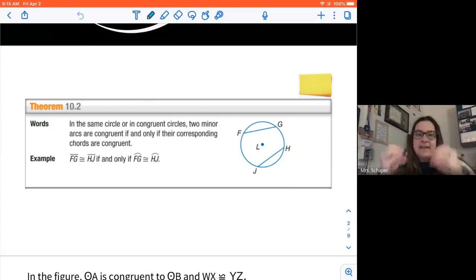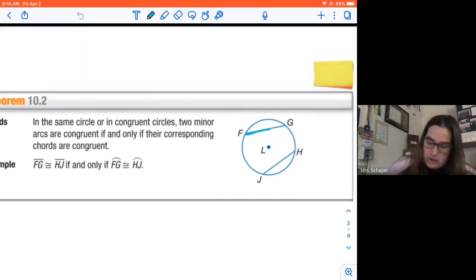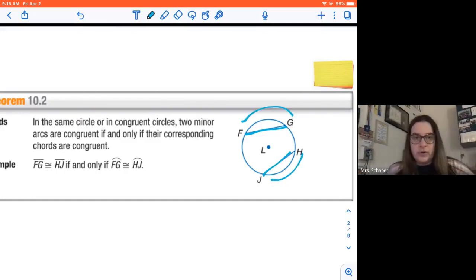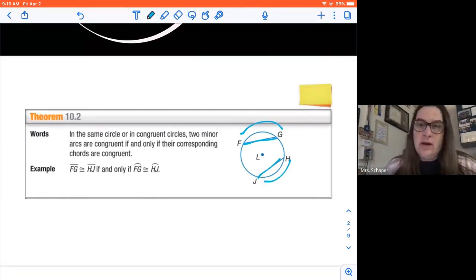In the same circle or congruent circles, two minor arcs are congruent if and only if their corresponding chords are congruent. So for example, when I'm looking at this picture, if FG and JH are congruent, then their arcs are also congruent. All right, so showing that relationship between the chords and the arcs.